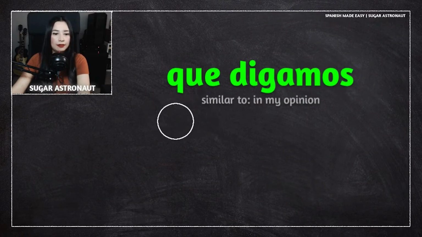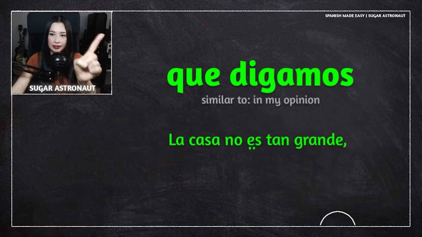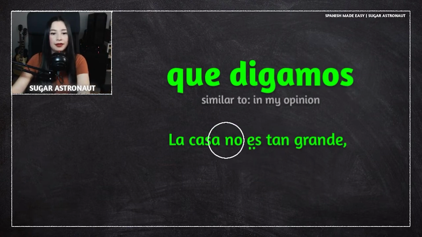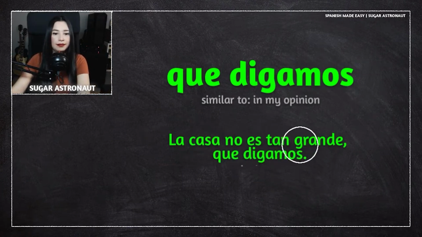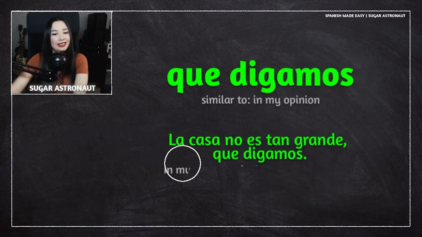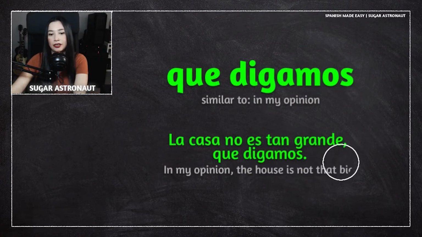For example, la casa no es tan grande. Okay? Que digamos. La casa no es tan grande que digamos. Interesting. And this means, in my opinion, the house is not that big.